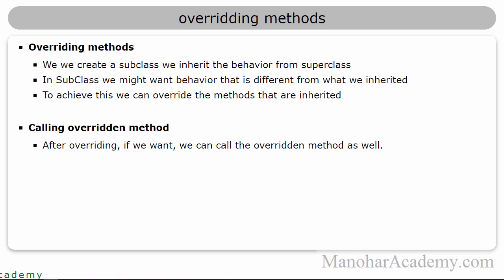In this lesson, we are going to learn about overriding methods. Whenever we create a subclass from a superclass, we inherit the behavior from the superclass. We have already seen that. In the subclass, sometimes we might want a different behavior than what is inherited. To achieve this, we can override the method that is being inherited. That is what we mean when we say overriding methods.